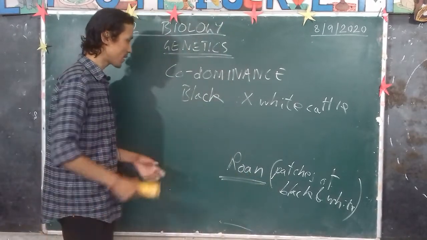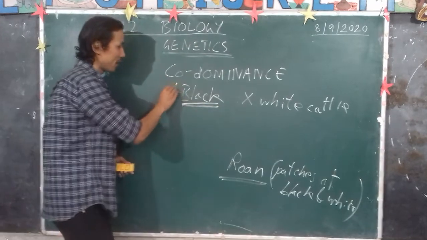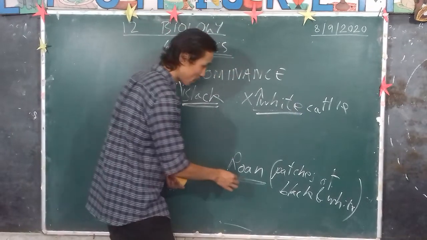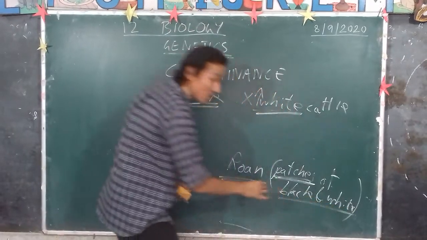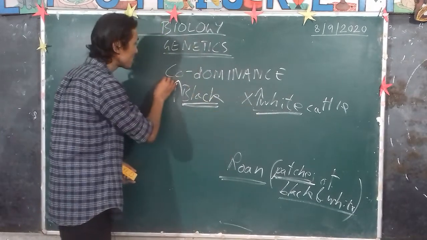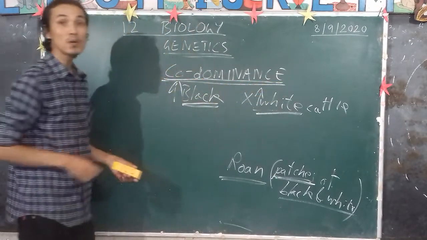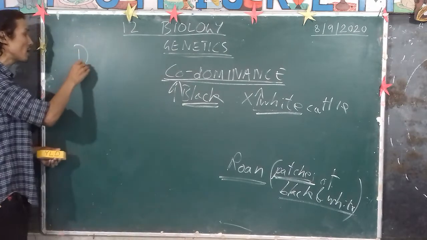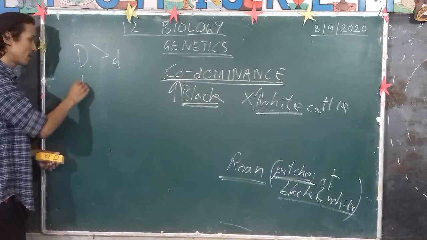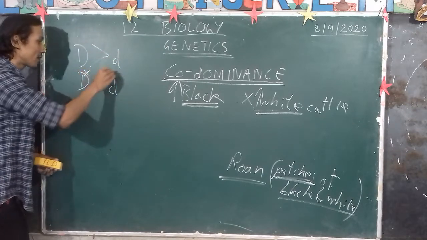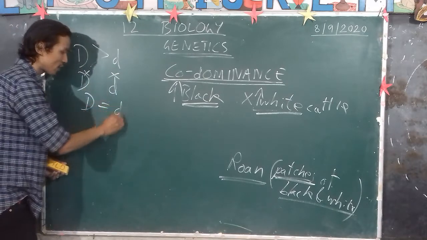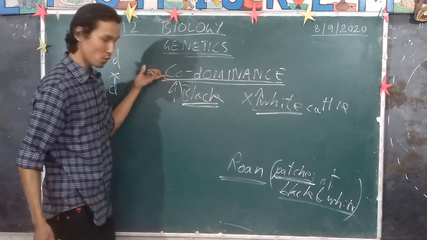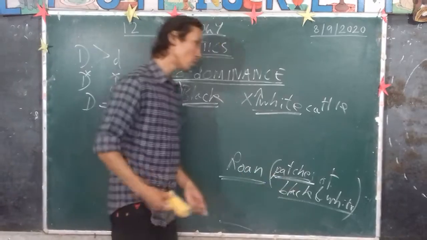So in this particular case, the black character is also expressed and the white character is also expressed. So what we're getting is patches of black and white. Since both are being expressed, this is called codominance. So generally, dominance does not always mean that only one is dominant over the other. It can either be both are incompletely expressed or both are equally expressed. In this case, since both are equally expressed, it is called codominance. Hence, we're getting patches of black and white.